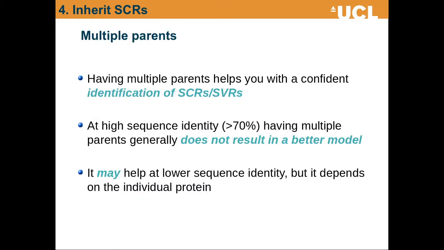Having multiple parents helps you with identifying structurally conserved and structurally variable regions with more confidence. But at high sequence identity, greater than 70% or so, having multiple parents doesn't generally result in a better model. However, at lower sequence identity it may help, but that ends up depending on the individual protein.